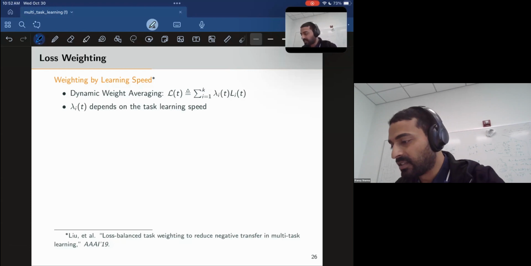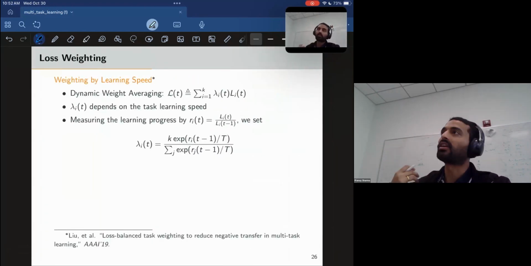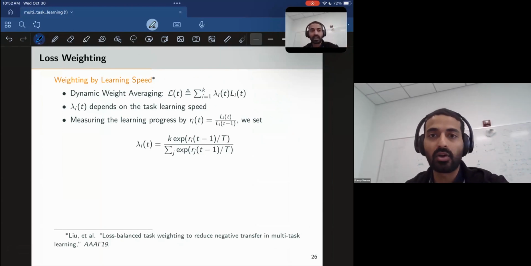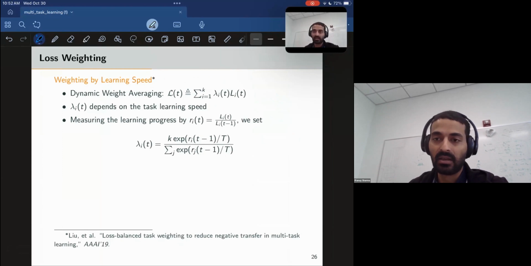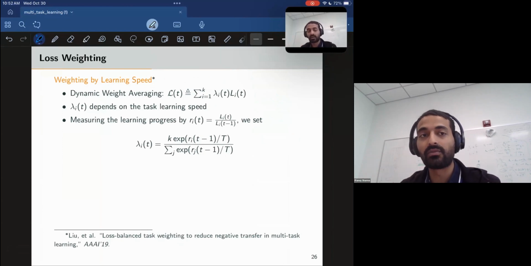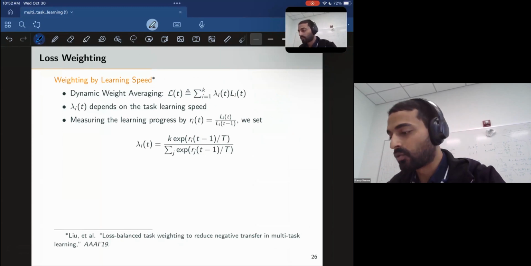Why might this make sense? So imagine the following. If you have one task over which your model is making very quick progress, and you have another task on which your model is really struggling, in that case, you should not assign equal weight to both the tasks. You should focus more on the task on which the model is struggling, right? So this is what happens here.